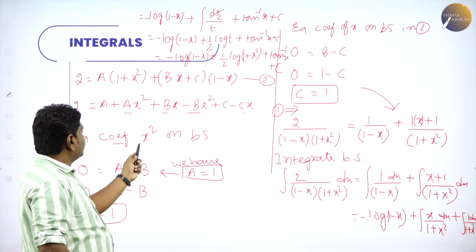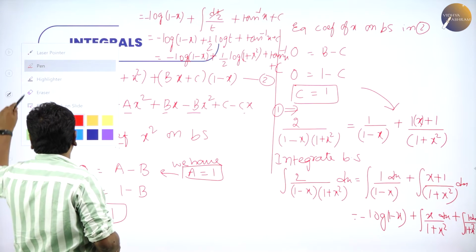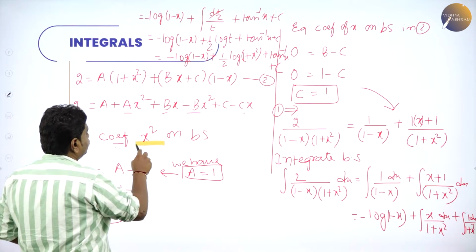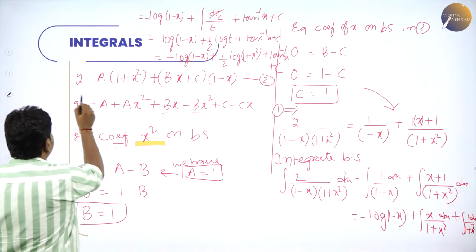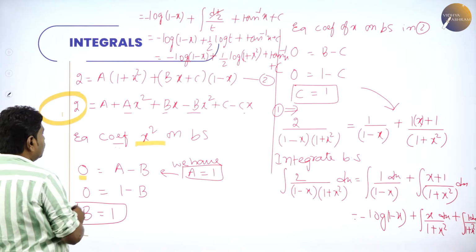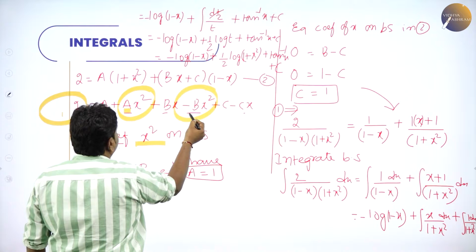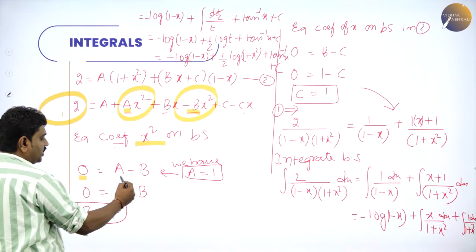RHS, then equate the coefficients of what? So we have to equate the coefficients of x square on both sides. Left side I don't have x square, so it will be 0. Right side I have x square here and here. So coefficients are a and minus b. So that's what I have done, a minus b.